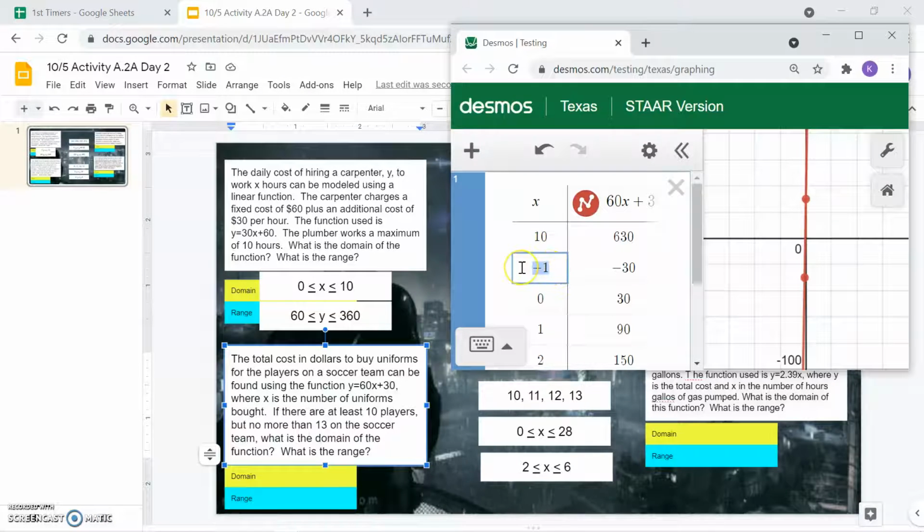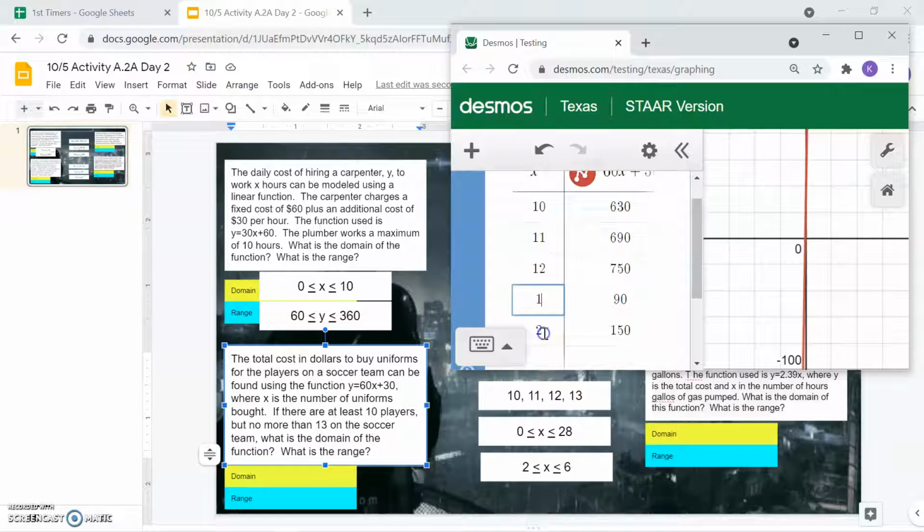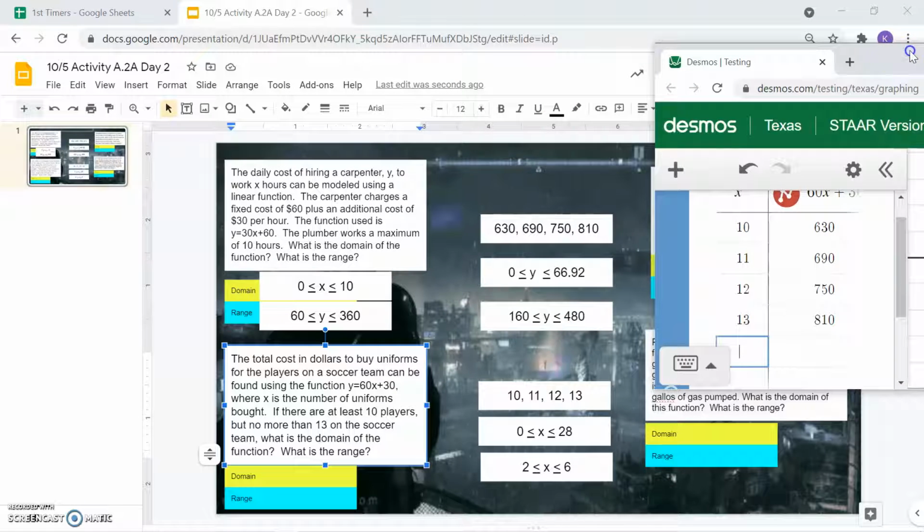It's going to be 10, 11, 12, 13, and I'm going to delete this one. So there we go. So we need between 10 uniforms and 13. So which one is it? Look, 10, 11, 12, 13.